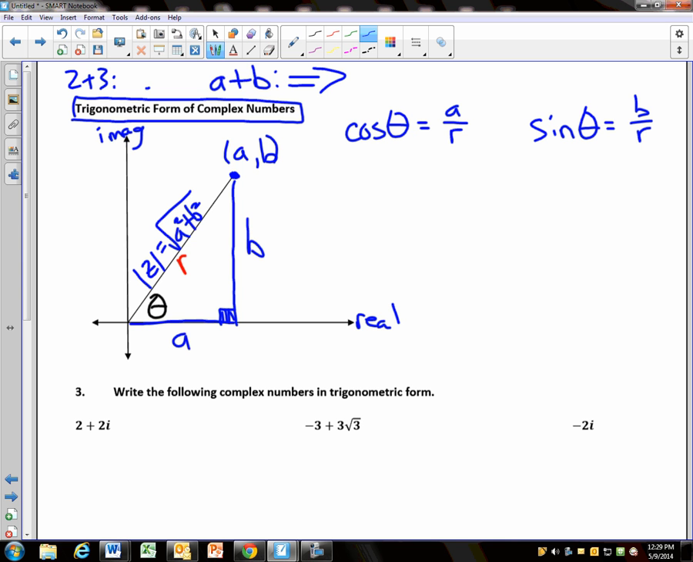Now, if we don't want to have a and b written, we want to get rid of this a, so we should solve for a here. How could you solve for a? What do you multiply both sides by? So you get r cosine of theta is equal to a. And b, what is it equal to? r times the sine of theta is equal to b.